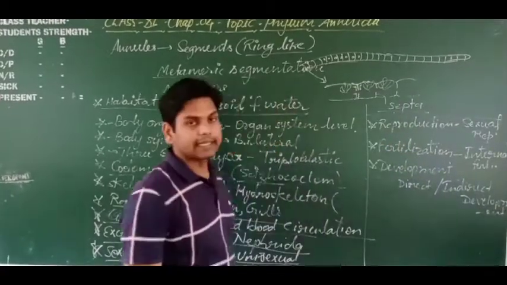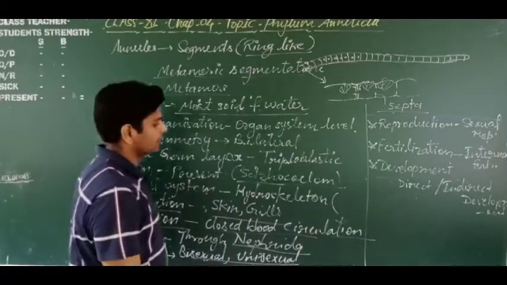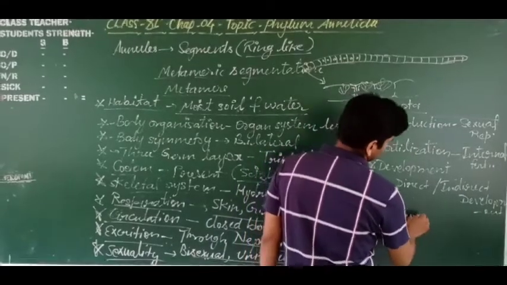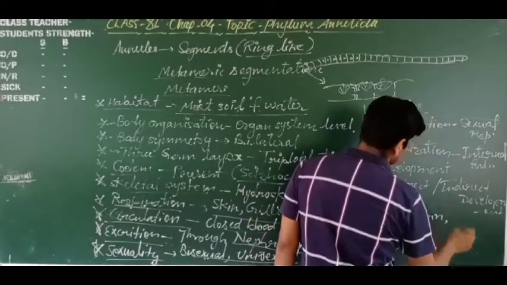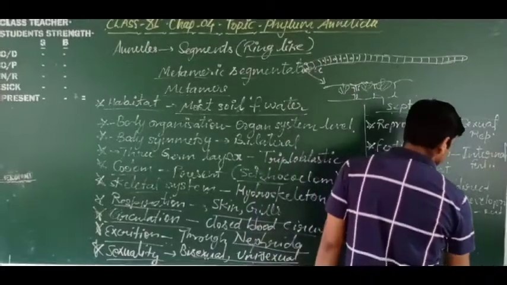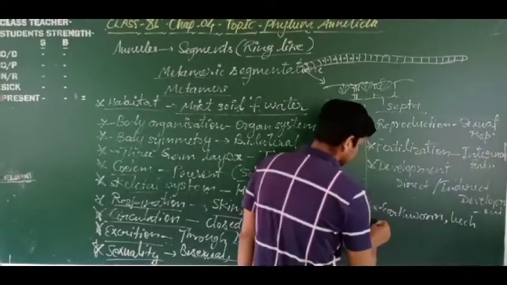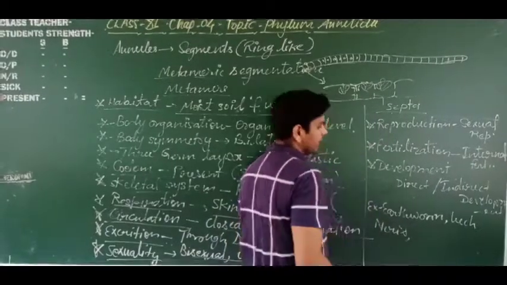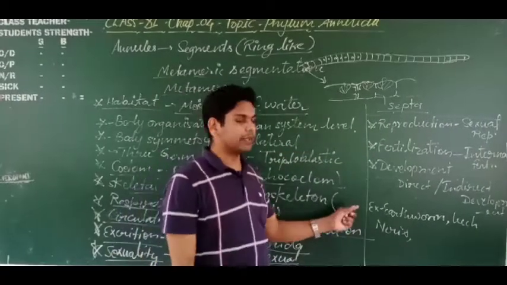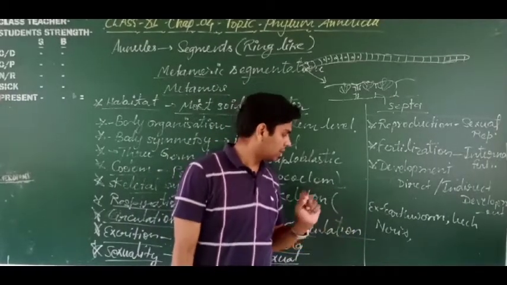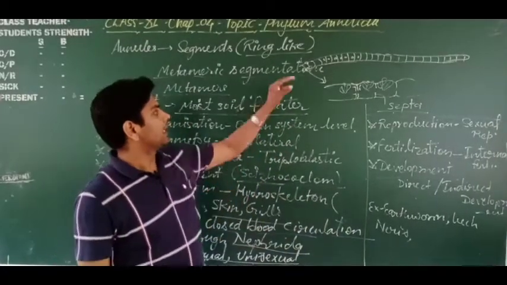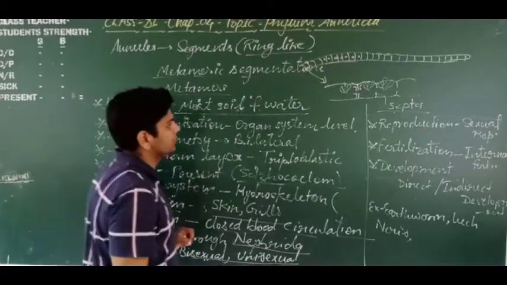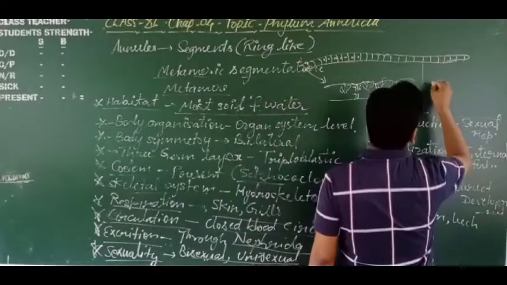Okay, so what are the examples of this phylum? The examples of this phylum are earthworm, leech, and Nereis and Heteronereis. You know, appendages are also present. I forgot to tell one thing: appendages are present, and locomotion. How does locomotion occur in earthworm? Special structures are present in earthworm for locomotion.